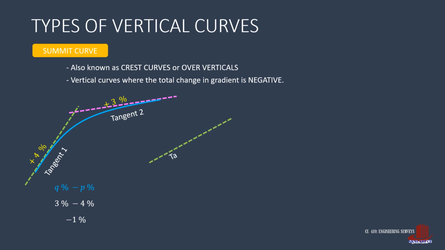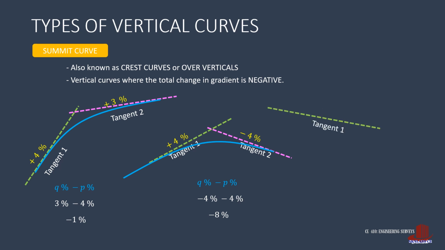The other gradient combination has both positive and negative, where the positive gradient comes first as tangent 1, again followed by a negative gradient at tangent 2. For the sample gradients, the change is then negative 4 minus 4, which is then negative 8%.